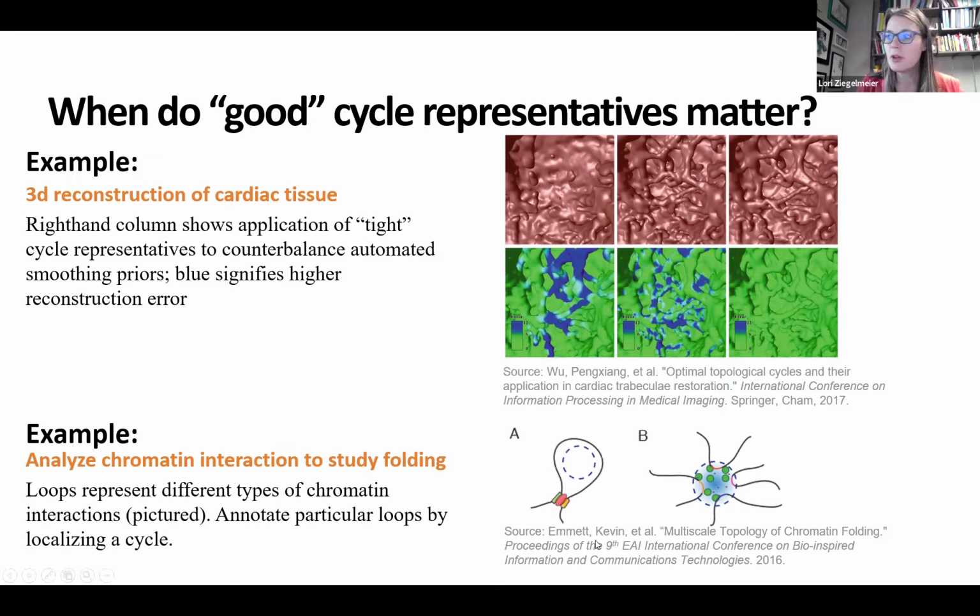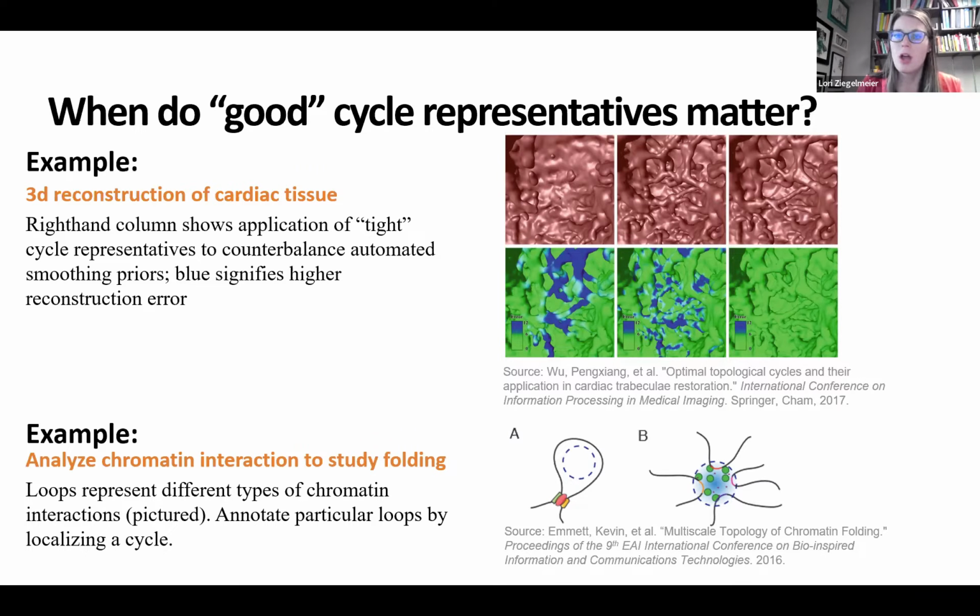This other example by Emmett and collaborators, they explored chromatin interaction to study folding. So these are three-dimensional structures of DNA in the nucleus, and different loops represent different types of chromatin. And so they needed to be able to have concise geometric notions here.